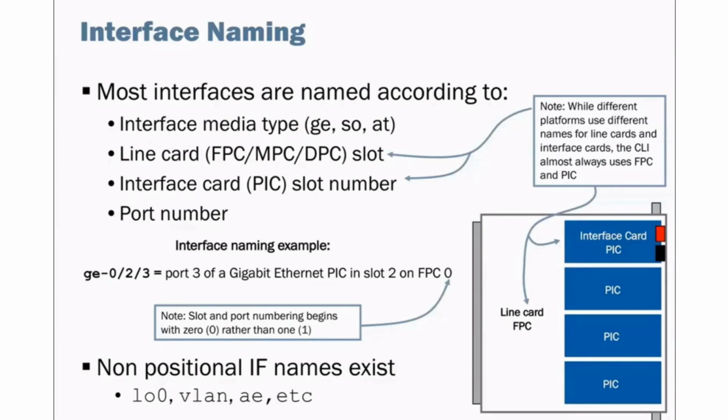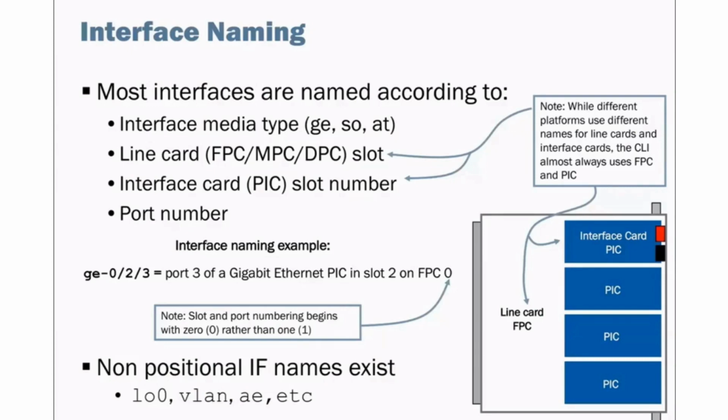I mean, they're all line cards, and they all sit in some slot number. But from the documentation point of view, and very often in the CLI, we see reference to FPC regardless of which type of line card is installed in the system. So our interface names are made up from a combination of the media code, GE, SO, AT, whatever it might be, the line card physical position, the PIC slot position, and some port within that PIC slot.